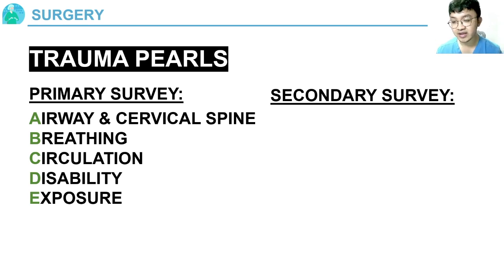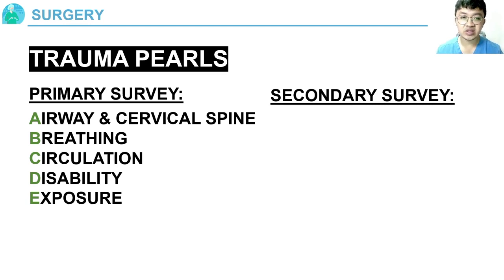For airway, it's not just airway. We try to assess or ensure good airway in the patient. You need also to protect the cervical spine, especially if you're trying to manipulate it to allow you to enter the airway. Again, that's airway and cervical spine, breathing, circulation, disability, and exposure.